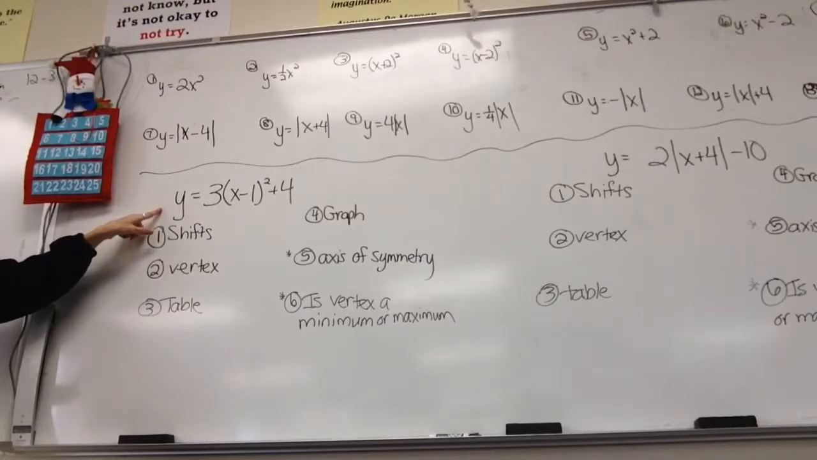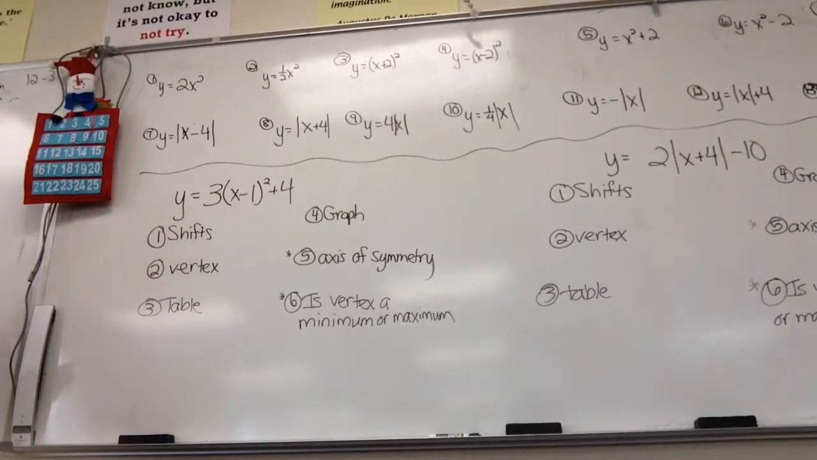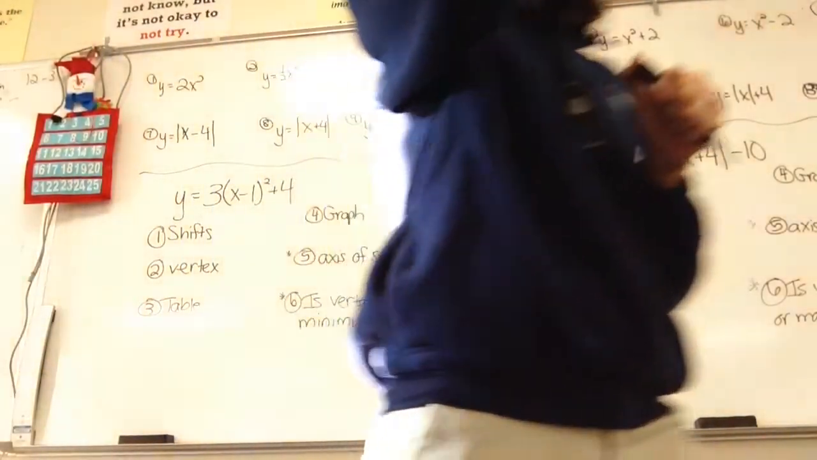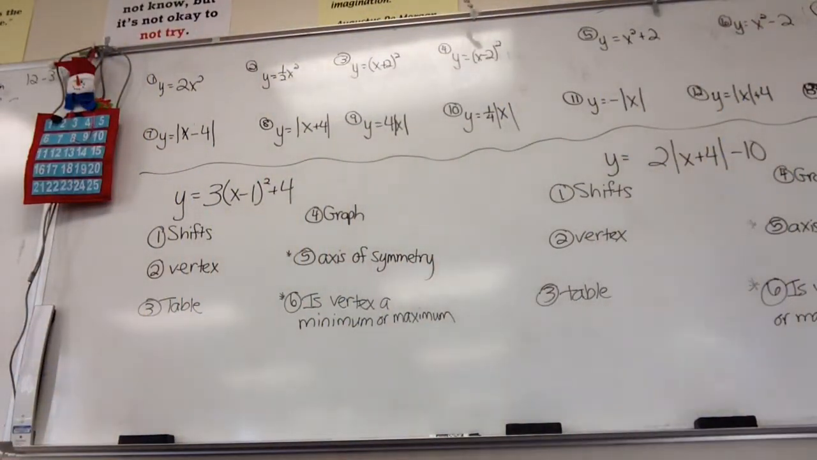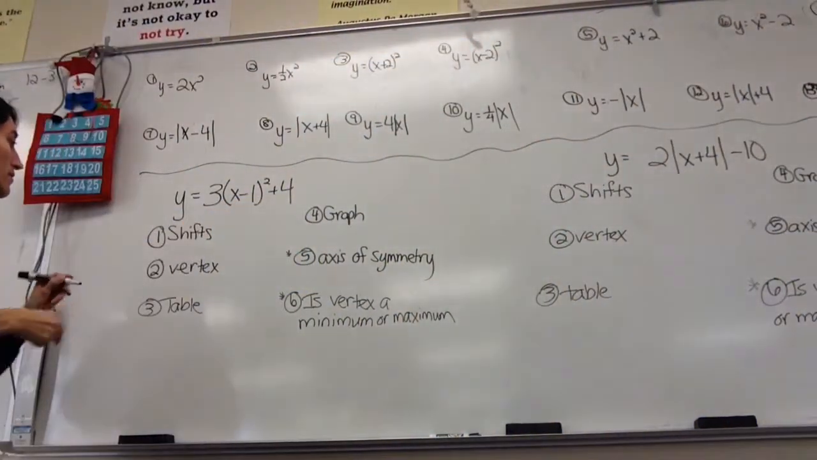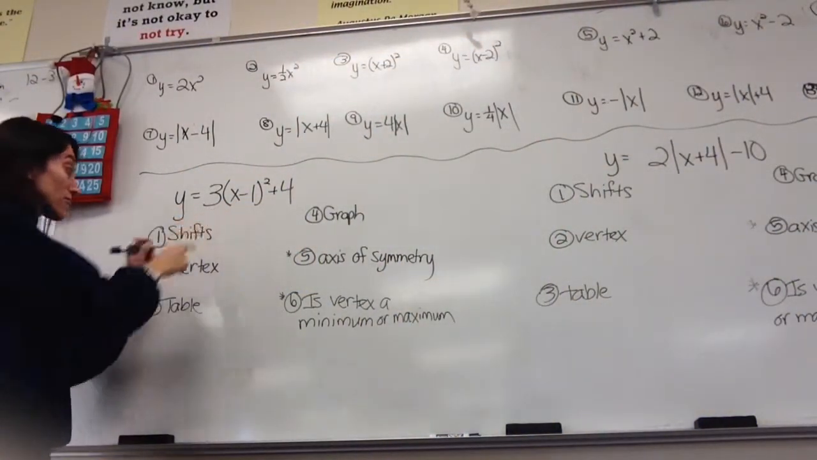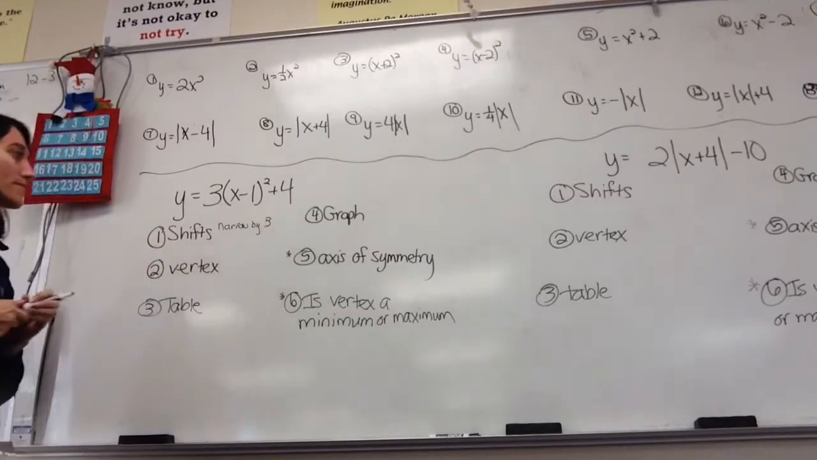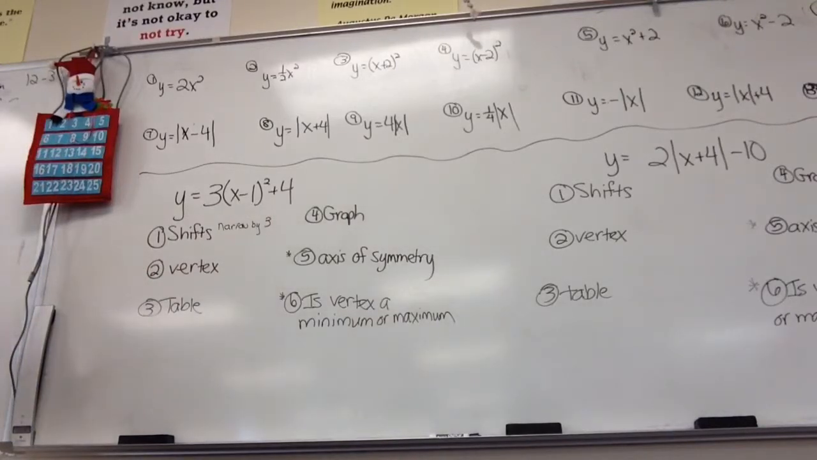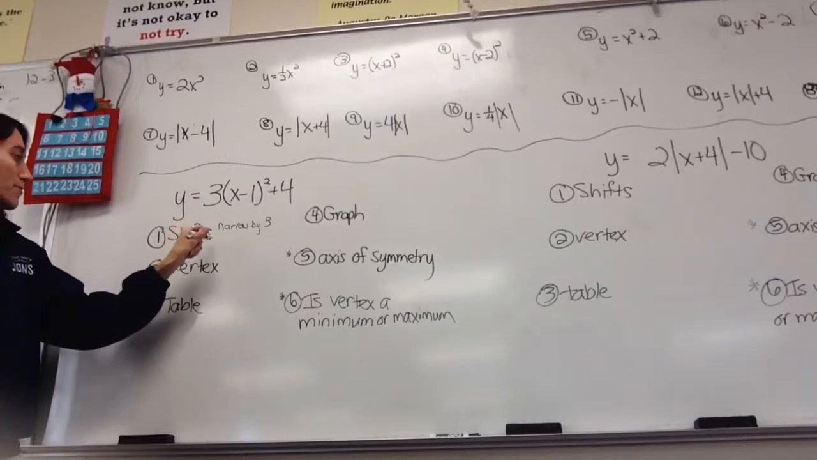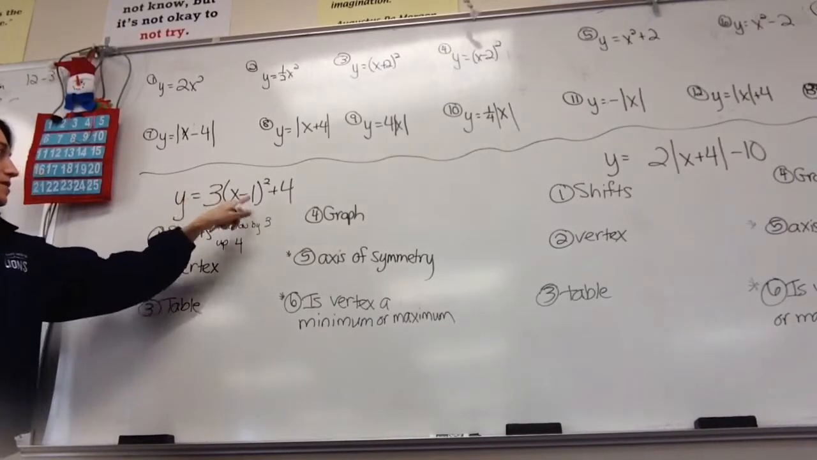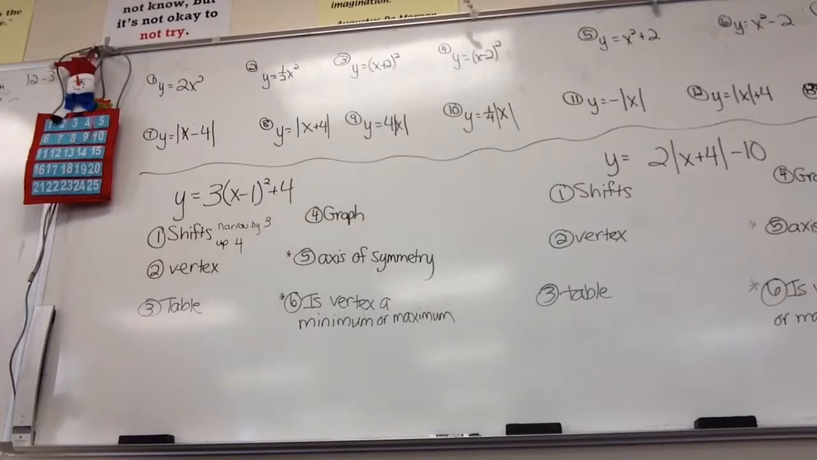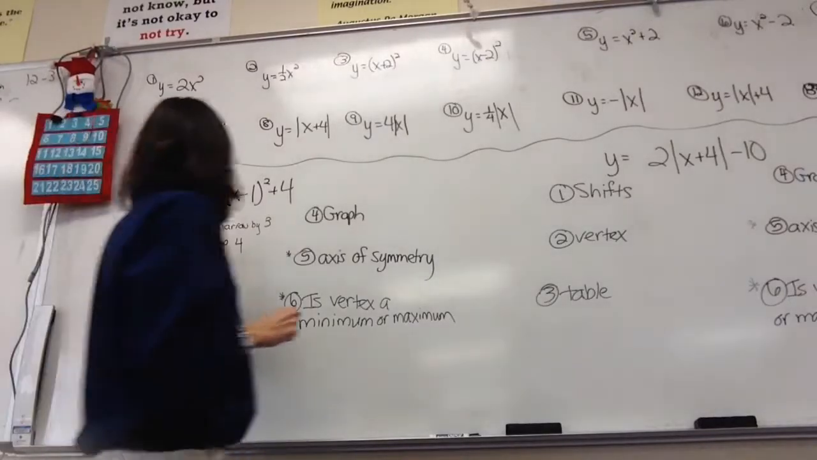Okay. When we go to the board, if it's not working, can you let me know? I'll try to figure out what's going wrong with it. Okay. So for the shifts, for the first one, Aaron, can you give me one? It's narrow by 3. So this 3 out front makes it narrow. Lynette, give me another one. That makes it go up 4. This makes it go, Drew? Right 1.